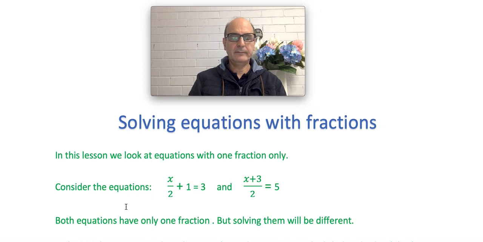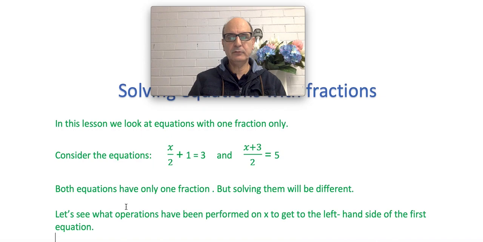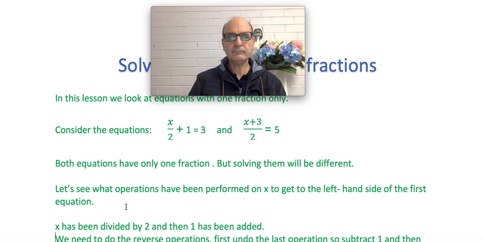All right, before doing that, we got to look at what has happened to x, so we end up with the left-hand side of the equation. That's the left-hand side of the equation. This is the right-hand side of the equation, which is 3. So we are talking about this, and we want to see what has happened to x. So we have ended up with x/2 + 1.